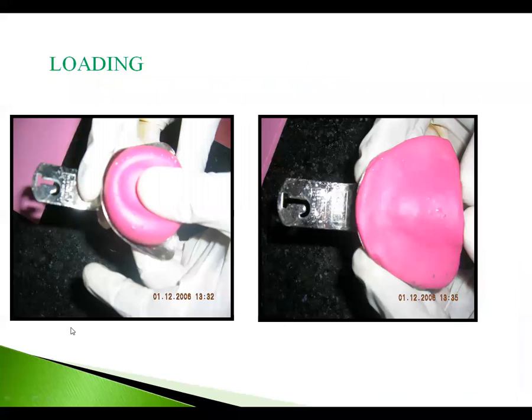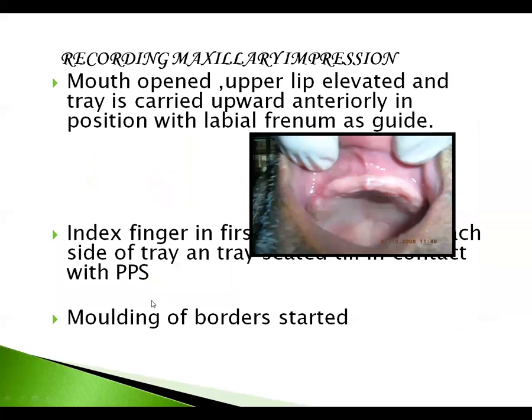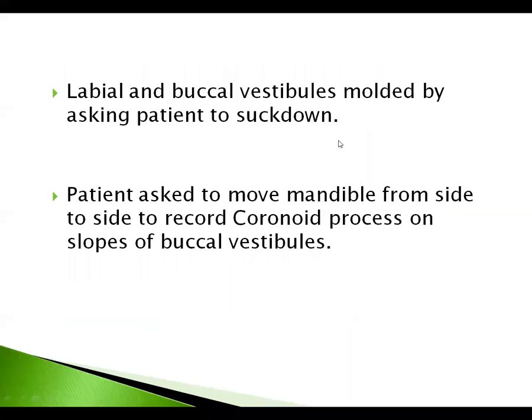In this picture, you can see the impression compound which is loaded over the impression tray, and here you can see the proper loading of the impression compound. Then recording of the maxillary impression: mouth open, upper lip elevated, and the tray is carried upward anteriorly into position with the labial frenum as a guide. Then the index finger, you can see here.